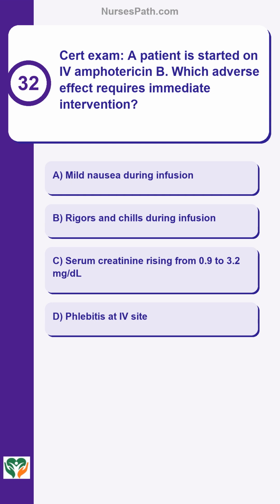Question 32. CERT exam. A patient is started on amphotericin B. Which adverse effect requires immediate intervention? Mild nausea during infusion. Rigors and chills during infusion. Serum creatinine rising from 0.9 to 3.2 mg/dL. Phlebitis at the IV site.